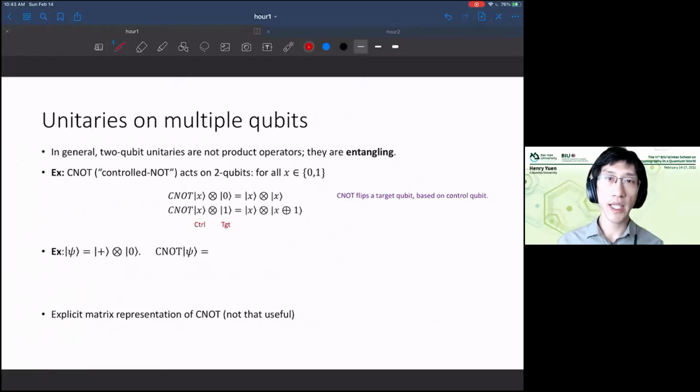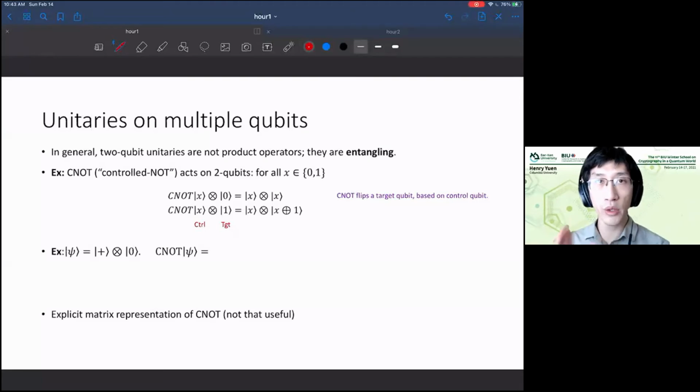U tensor V is an example of a non-entangling unitary because it's a unitary acting on 1 qubit, tensor a unitary acting on a 2nd qubit. But in general, not all 2-qubit unitaries look like that. Most of them, by some definition of most, are entangling. They create entanglement between 2 qubits.